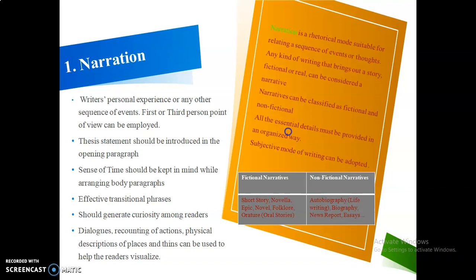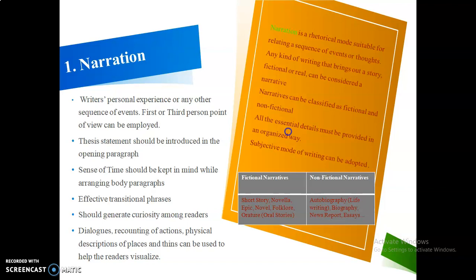So subjective mode of writing can be adopted. We know that in academic writing, it's not advisable to use subjective mode. You are familiar with the idea subjective and objective, right? Subjective means while we are writing a particular essay, our personal feelings or our personal stand appears in the writing. That kind of writing is known as subjective. Whereas objective writing means we don't bring in our personal choice or personal feelings in the academic writing. Such writing is known as objective writing.